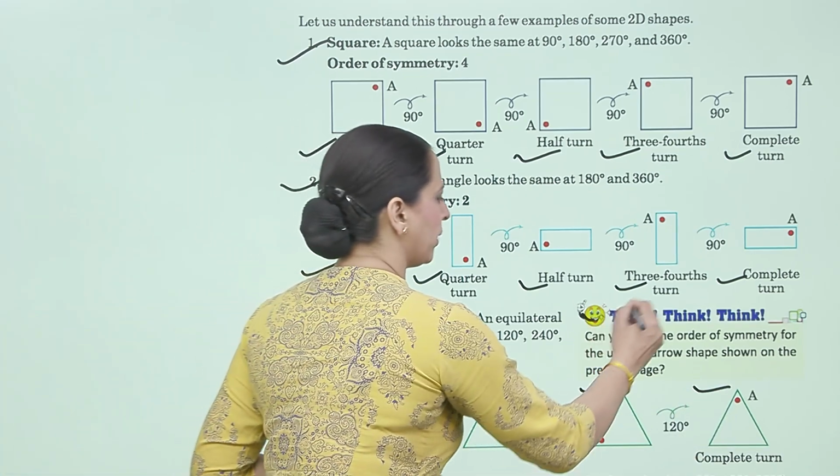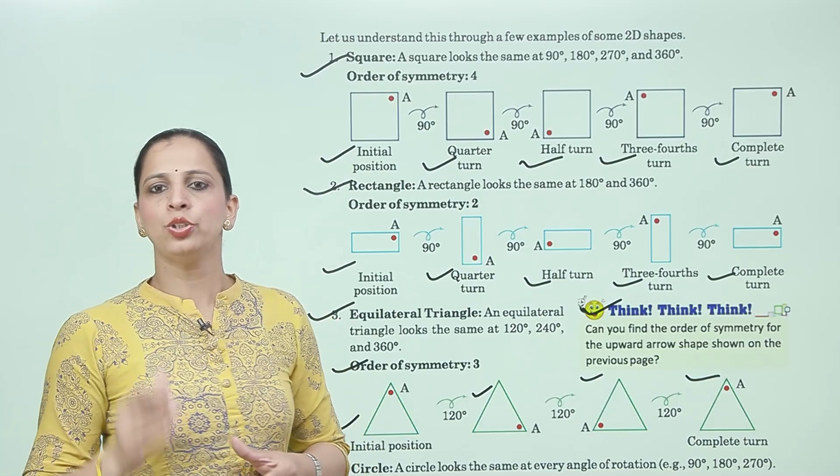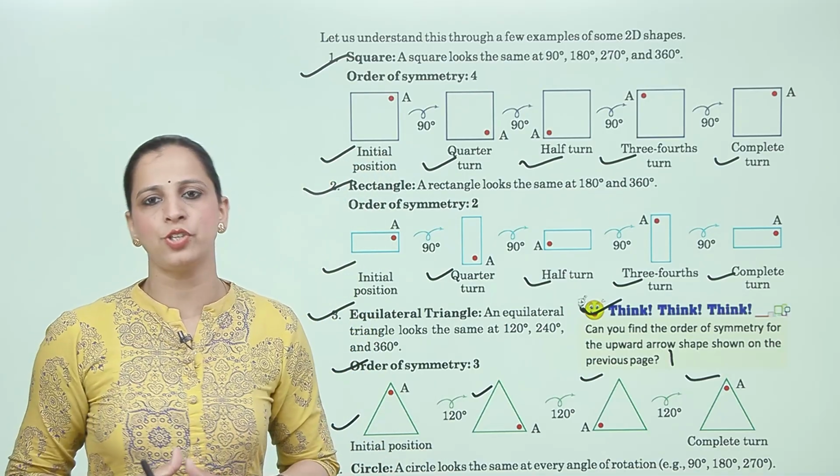Now think. Can you find the order of symmetry for the upward arrow shapes shown on the previous pages? It has only one order of symmetry क्योंकि same position पे वो 360 degree के बाद ही आता है.